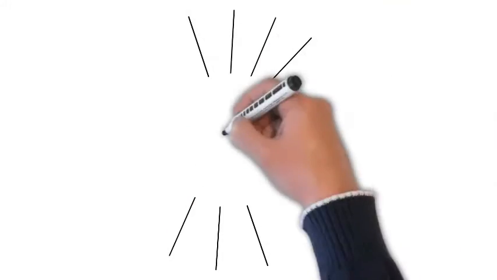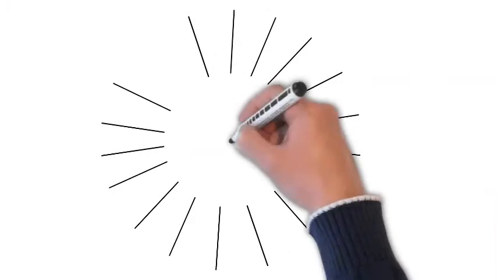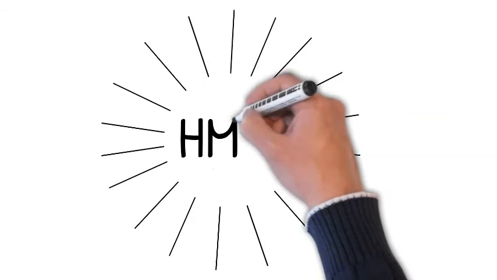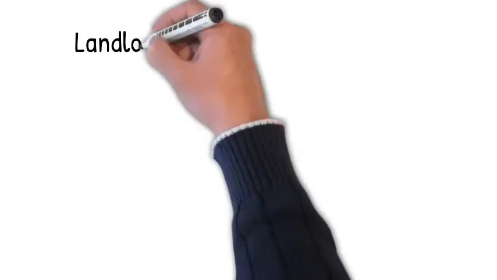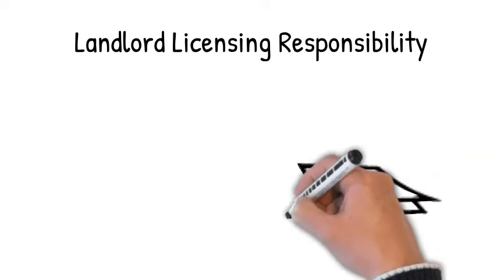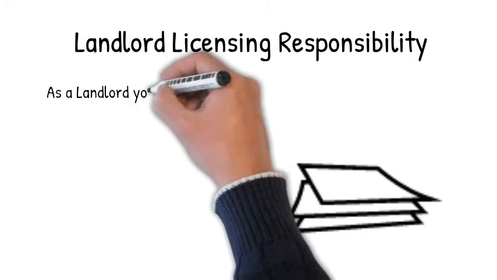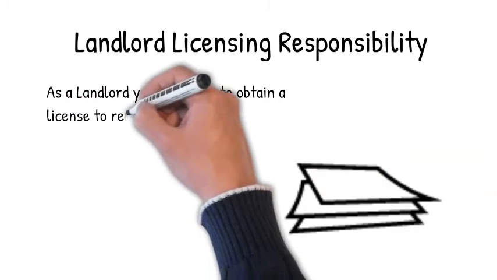Now that we've established what is expected of both you and your landlord in a privately rented accommodation, we must next look at some of the licensing responsibilities of the landlord. We will do this by discussing houses of multiple occupancy, or HMOs. Your landlord will have to obtain a license to rent your property if it is classed as an HMO.